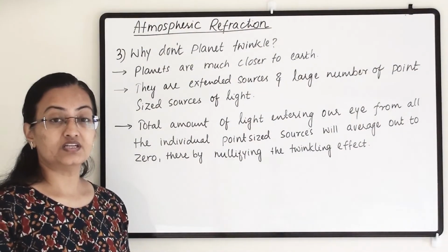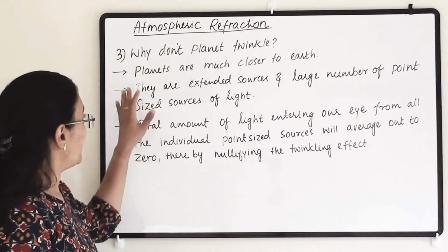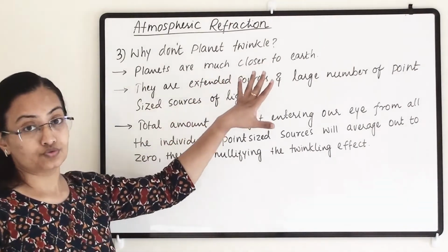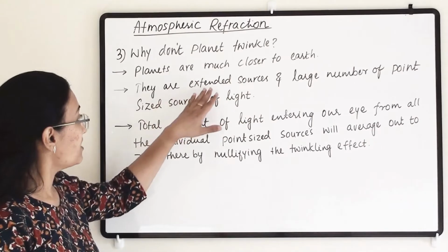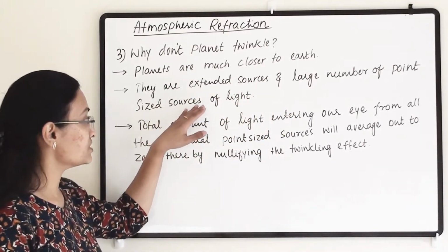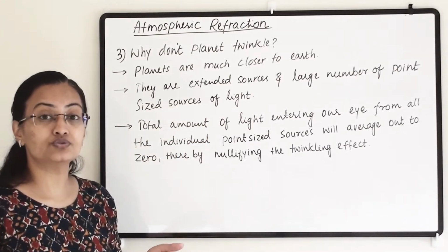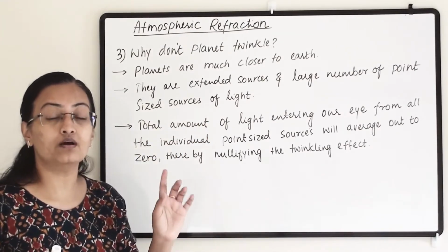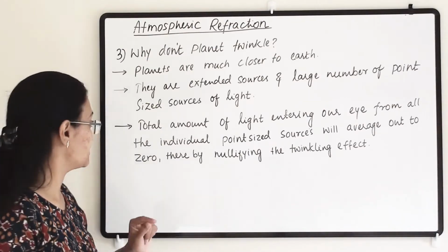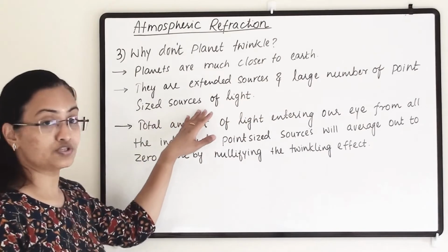Our third point is, why don't planets twinkle? Planets are much closer to the Earth, and they are extended sources, a large number of point-sized sources of light. Here many sources are there, whereas in the star it was only a single point-size source of light. Here there are a large number of point-size sources of light.